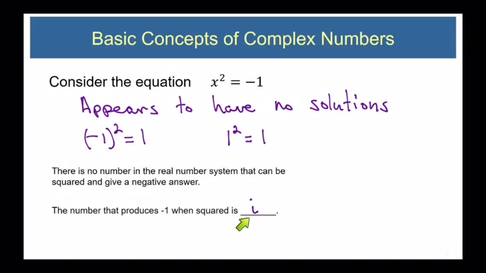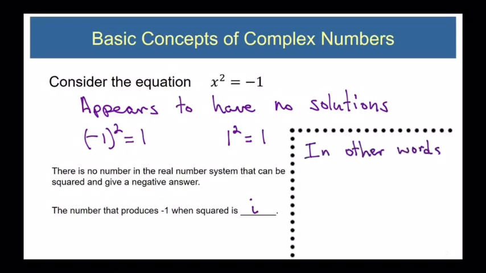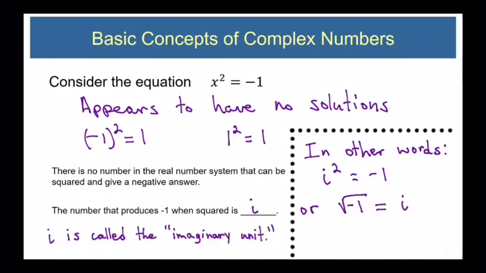It's lowercase script i, and it stands for the square root of -1. In other words, i squared equals -1, or you could say that the square root of -1 is i. Both statements say the same thing. And also sometimes you will see the i referred to as the imaginary unit because its coefficient is 1, and so that's where the unit comes in.